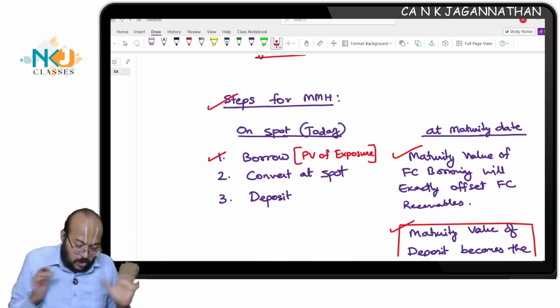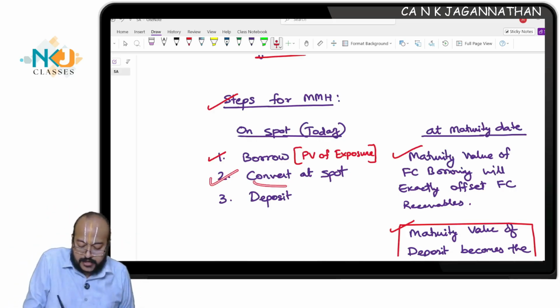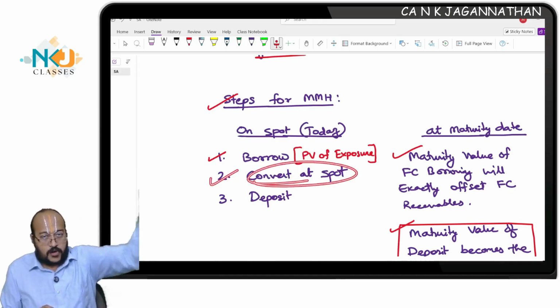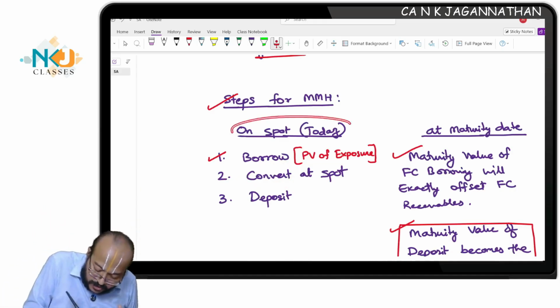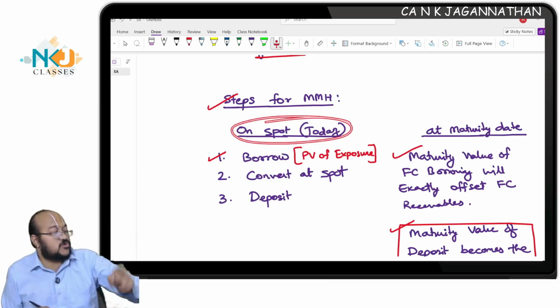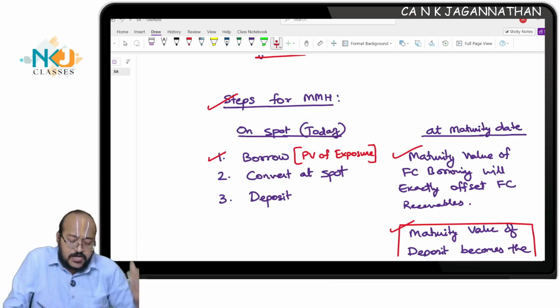$95,238 you will borrow. Convert at spot rate. Convert this dollar amount you have borrowed in the foreign country. Now you convert. What do you do? When you do this today, it is at the spot rate. So convert this using the spot rate.